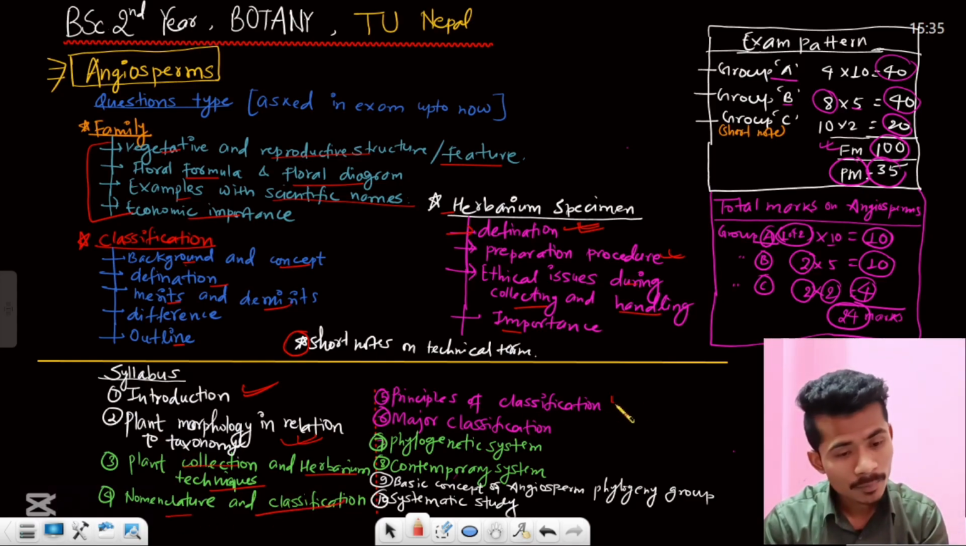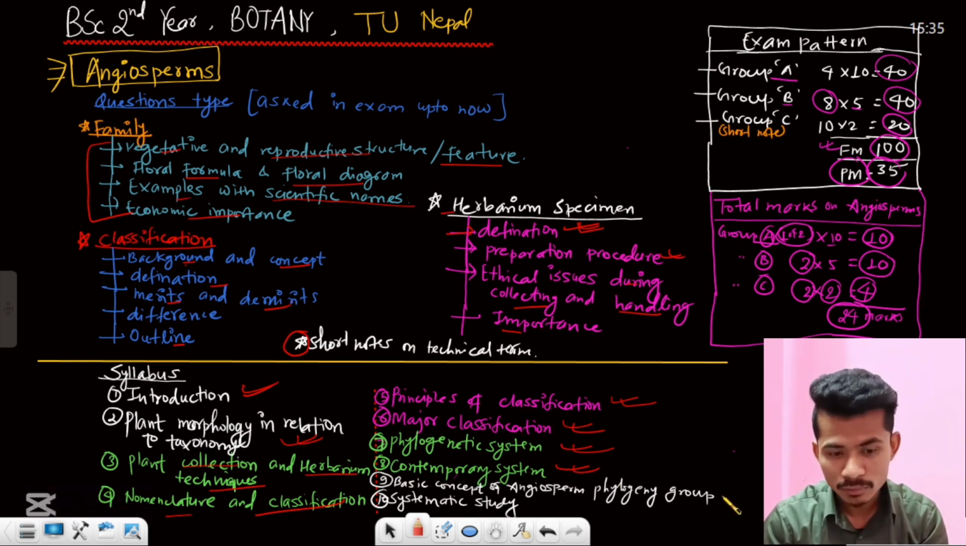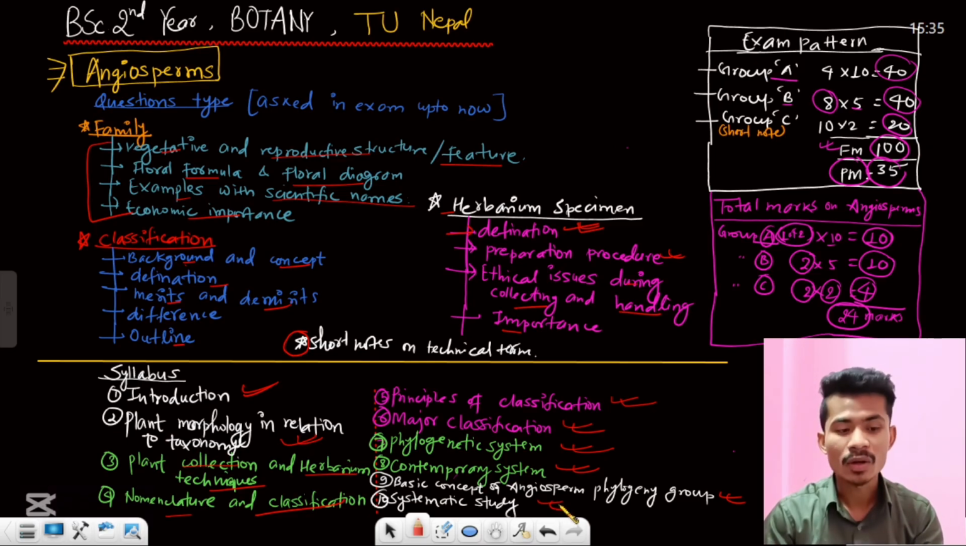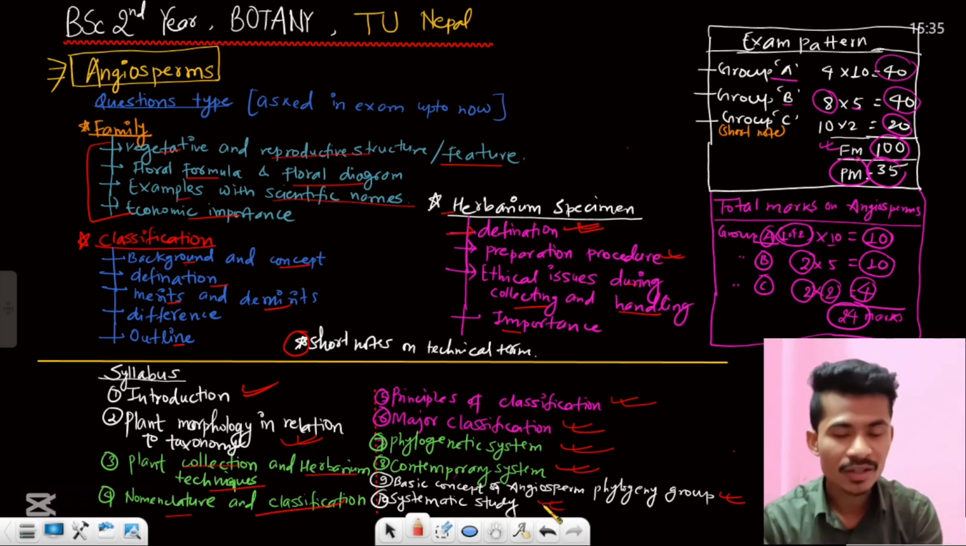Fifth is principle of classification. Sixth, major classification. Seventh, phylogenetic system. Eighth, contemporary system. Ninth, basic concept of angiosperm phylogeny group. And tenth is systematic study, in which we will study about different families.